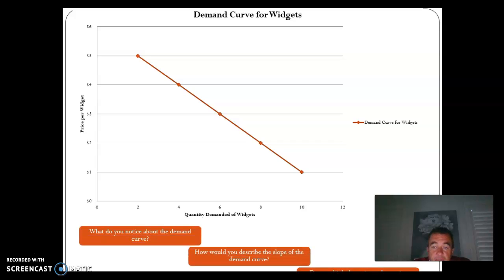What do you notice about the demand curve? It's downward sloping. How would you describe the slope of the demand curve? It's constant, linear. Do you think the price and quantity demanded tend to have this relationship? Yes. As the price decreases, people want more of the product.